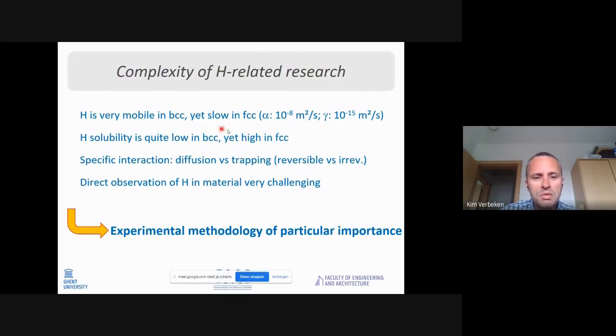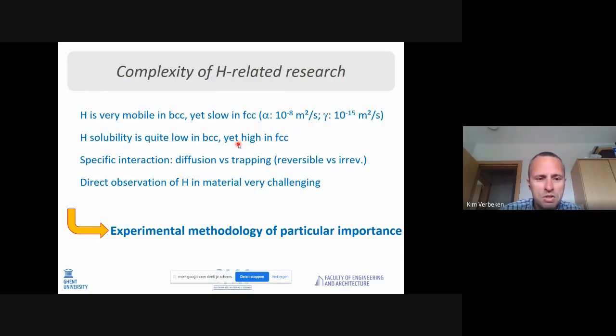But on the other hand, there is also the face-centered cubic structure, which we can have in steel. For example, in a duplex stainless steel, you have both. But in an FCC structure, hydrogen is extremely slow. Here you see some indicative values of the hydrogen diffusion coefficient, typically in pure ferrite, and then in austenite. On the other hand, you have the solubility of hydrogen. This is quite low in a BCC structure, but quite high, or sometimes very high, in FCC structures.